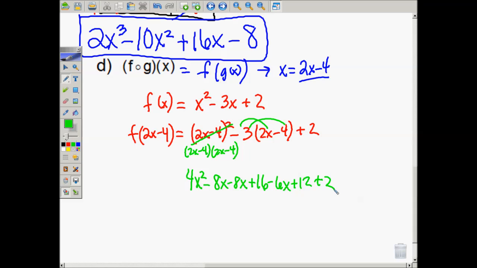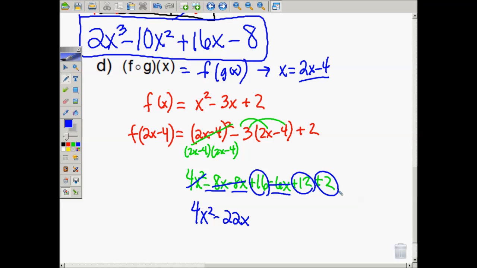So now I just have this horizontal problem here, a function here, and so I need to combine like terms. Does 4x squared have a friend? Okay, 4x squared is done. Does negative 8x have a friend? One here. So negative 8x plus negative 8x is negative 16x. Negative 16x plus negative 6x is negative 22x. So I'm done with these guys. And all I'm left with are my constants, so I have 16 plus 12 plus 2.